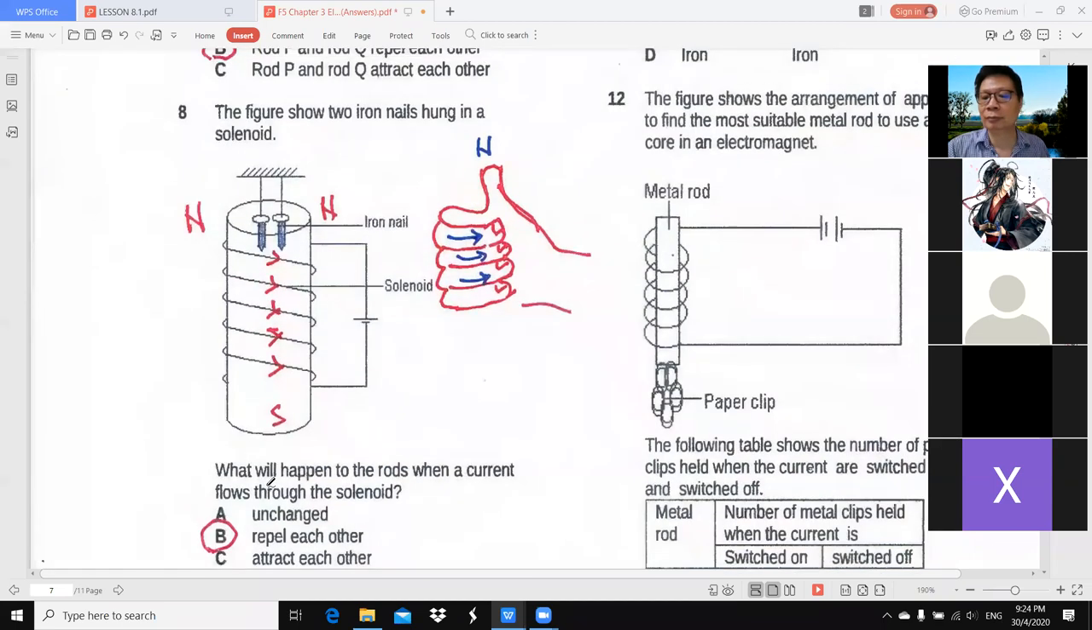Understand? I go very slow already. Make sure you understand all. If it is a bit too fast and you cannot follow, never mind. Later on, you see the video again, you can pause, then you can copy the diagram.